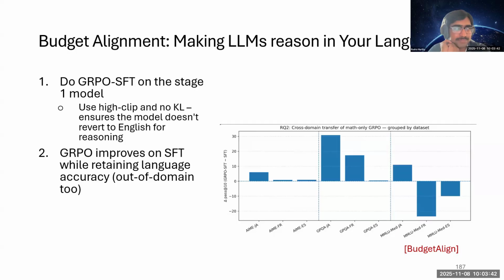And what they see is GRPO not only improves on top of the SFT, but it also retains the language accuracy. And also out of domain performance improves a bit, as can be observed from the graph. Moving on to the next slide.